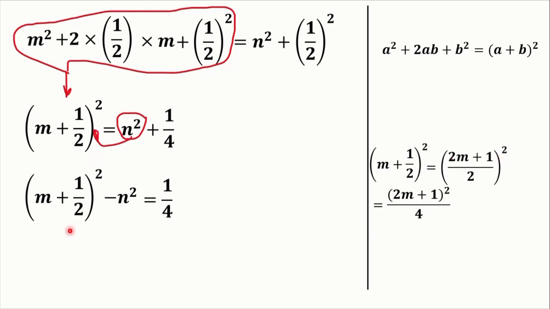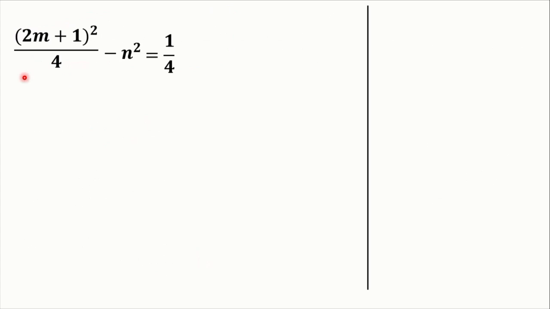We replace this part with what we get here, minus n squared equal 1/4. We go further. To the equation which we obtained, first we multiply both parts by 4. We will obtain 2m plus 1 squared minus 4n squared equal 1.